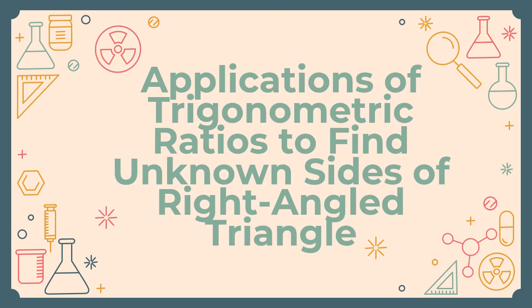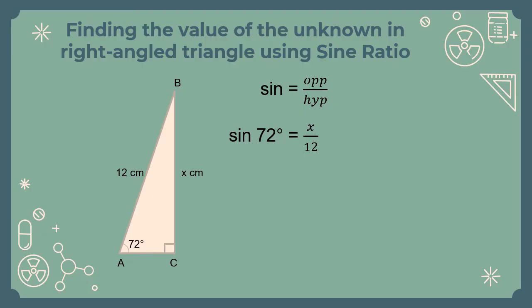Good day, students. Our topic for today is all about applications of trigonometric ratios to find unknown sides of a right-angled triangle. For example, finding the value of the unknown in a right-angled triangle using a sine ratio. We're going to use the sine since, as you can see, we have the opposite side and the hypotenuse.